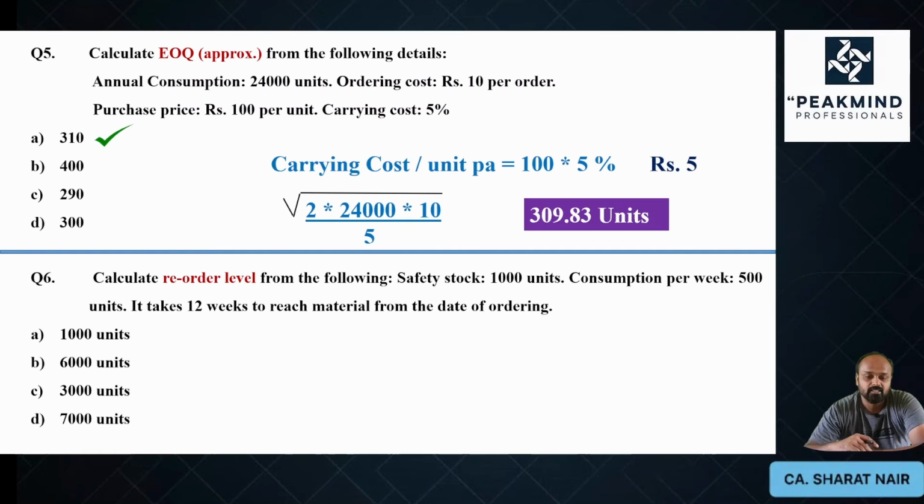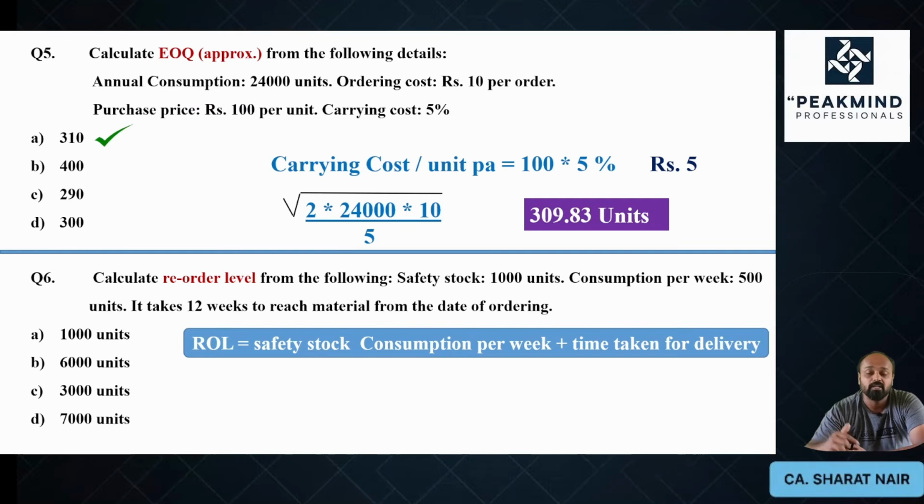If you see here, we need to understand that the company follows a policy of safety stock, that is, they will keep 1000 units in the godown, and by the time the goods reach after placing the order, it will take nearly 500 into 12. That much consumption will be going out of stock, so that also I need to consider in my godown. So the formula here we will apply.